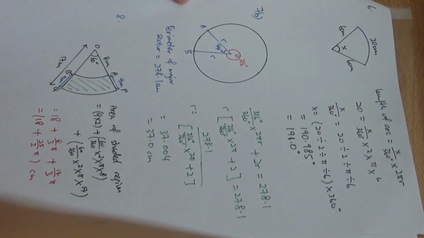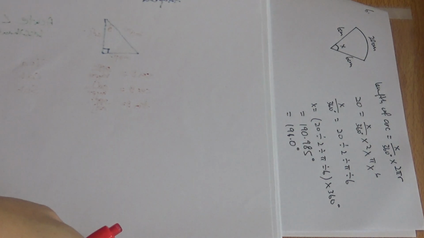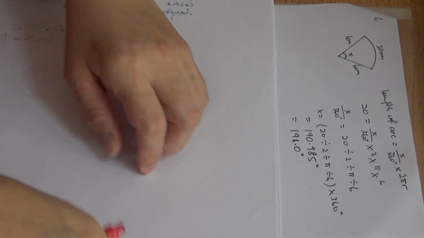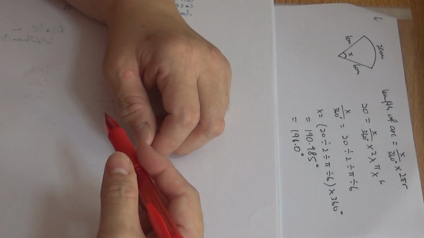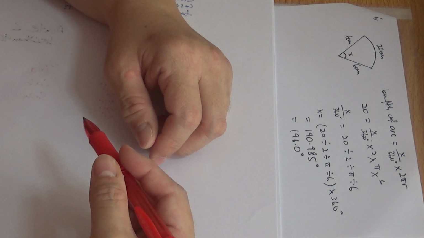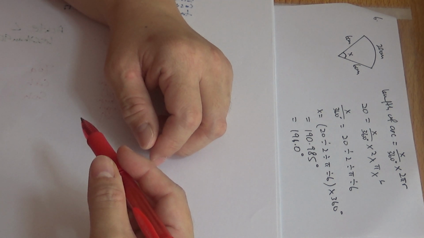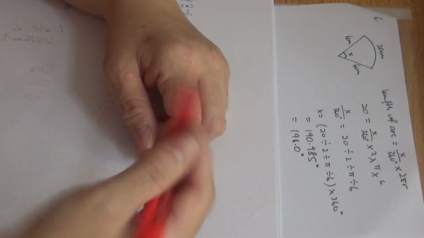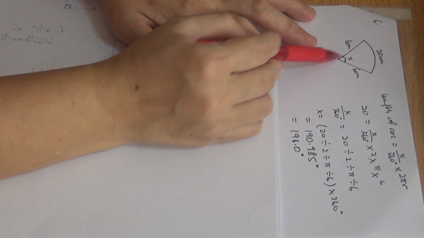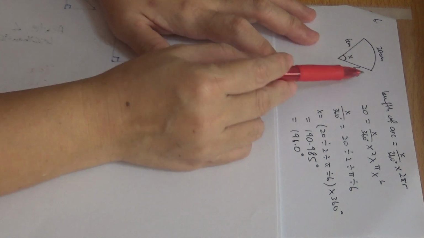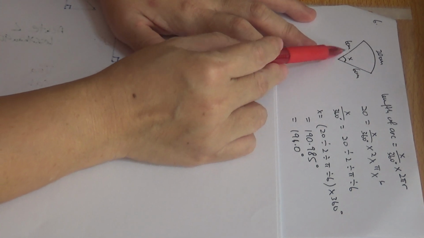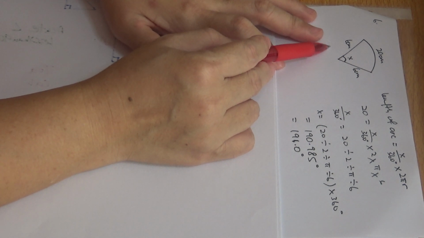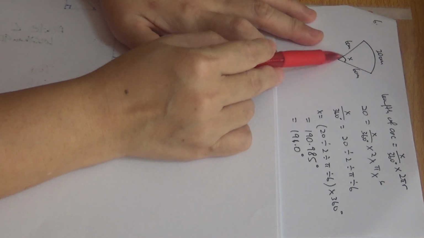Now question number 6 is quite a simple question, but you have to read the question carefully here. It says that a piece of wire 32 cm long is bent to form a sector of a circle of radius 6 cm. Find the angle subtended by the wire at the center of the circle. Now, we know that this whole thing is 32, and they tell you that the radius of the sector is actually 6 cm. Okay, that means the radius of the circle is 6 cm.